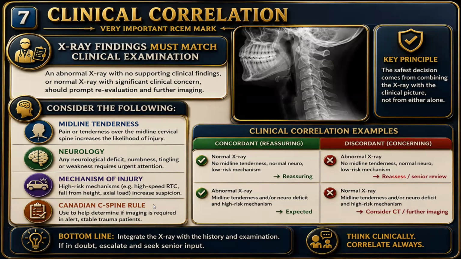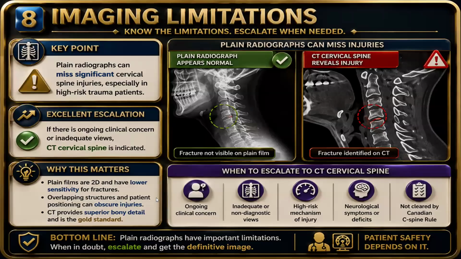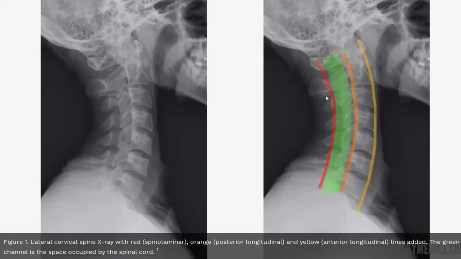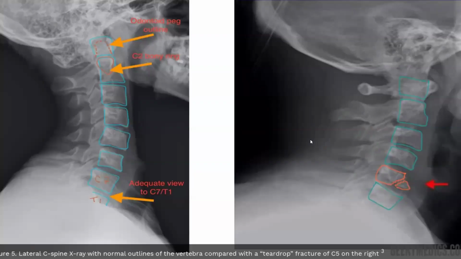Easy? They will give you any X-ray and you can comment. So for example, they will ask you, what is this line? And so on. Here, this odontoid view, C2, C7, T1, clear?